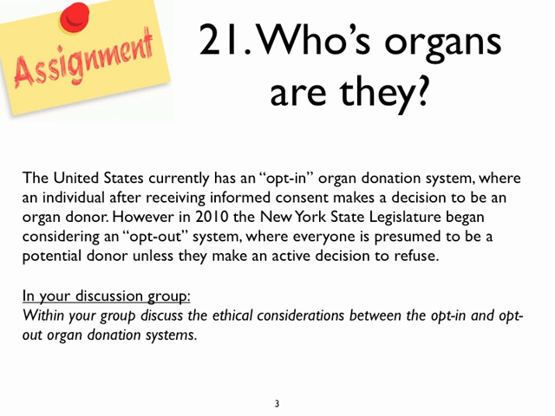So the discussion topic for this is going to be taking a look at the difference between an opt-in system, where somebody volunteers to give their organs, and an opt-out system. An opt-out system is where everybody is assumed to be a potential donor unless they make an active decision to refuse, an active decision to say, no, I don't want my organs to be donated once I'm dead. And so in the discussion for this topic, we're going to talk about the ethical considerations that are going on and considered between an opt-in and an opt-out organ donation system.